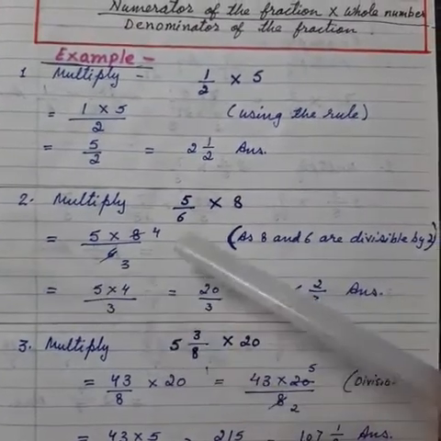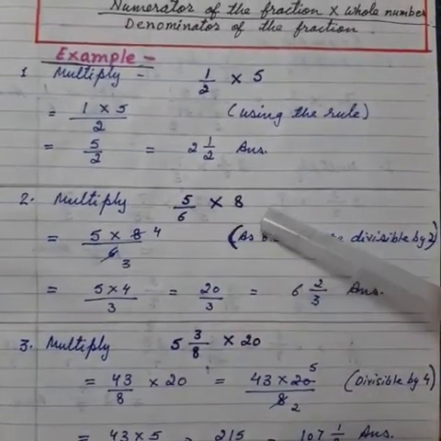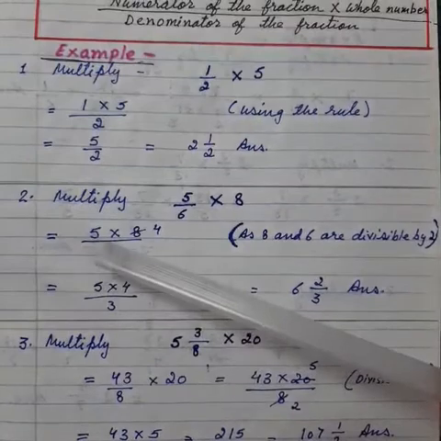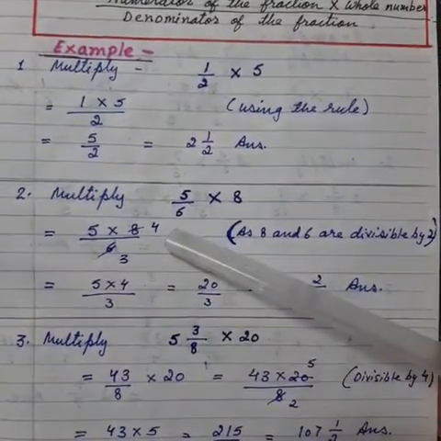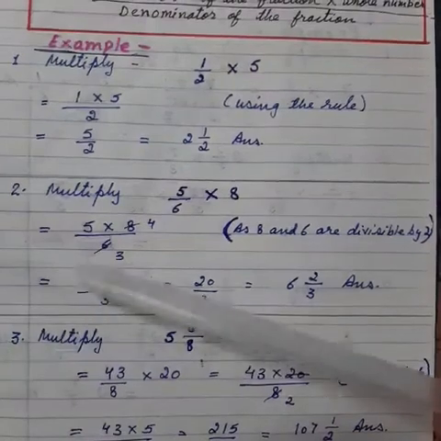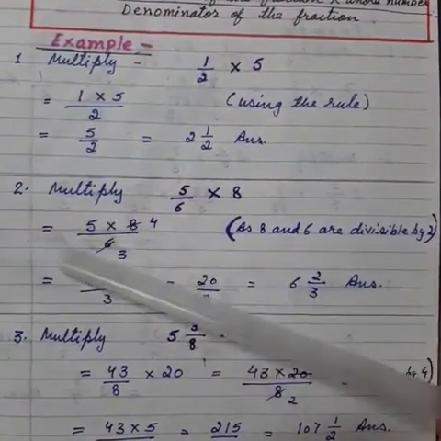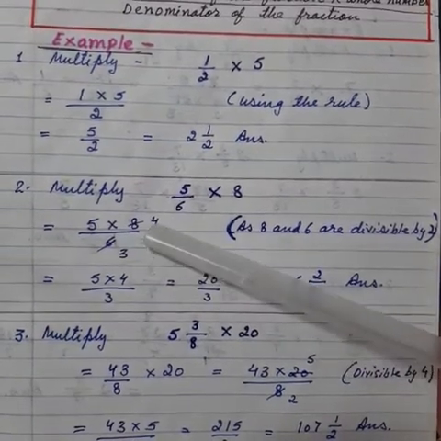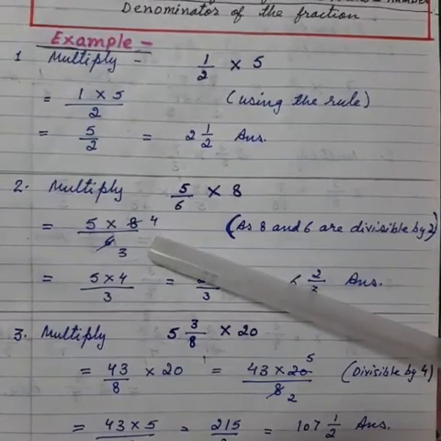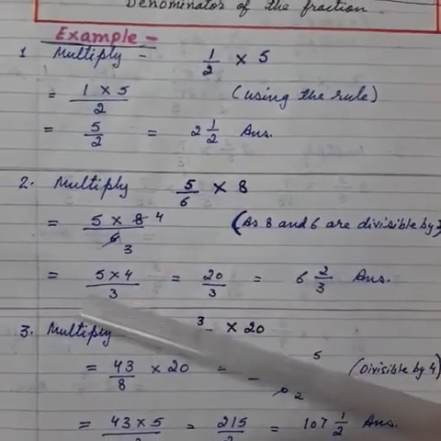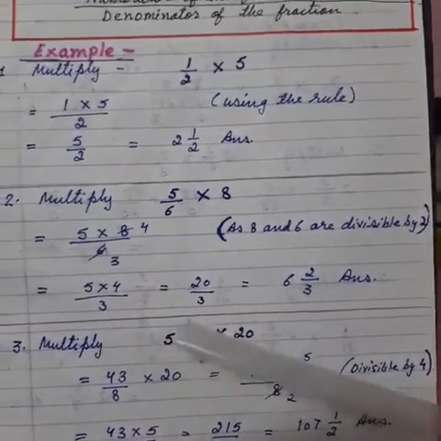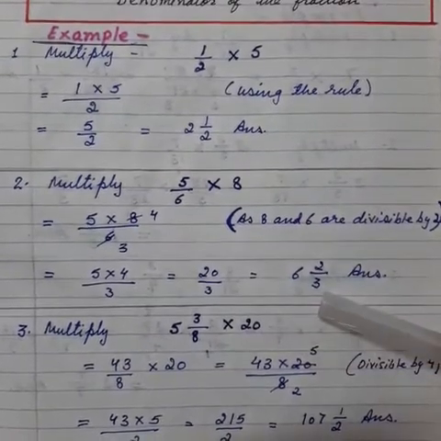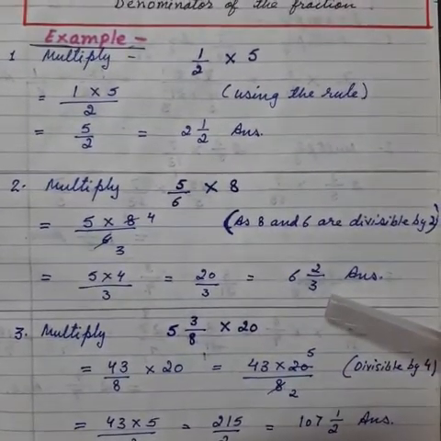Next example, we have 5 upon 6 multiplied by 8. Here again we follow the same rule. The numerator is multiplied by the whole number and the denominator is 6. Now the numbers 6 and 8 are divisible by 2, so we can reduce them and we get 5 into 4 upon 3. That is 20 upon 3, an improper fraction, so we have to convert it again to a mixed fraction.